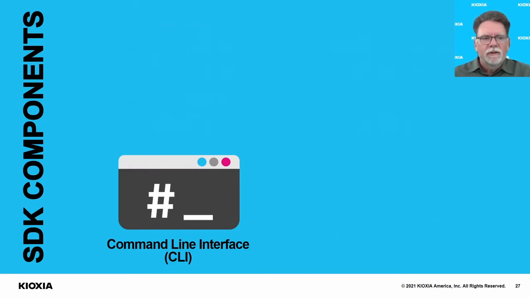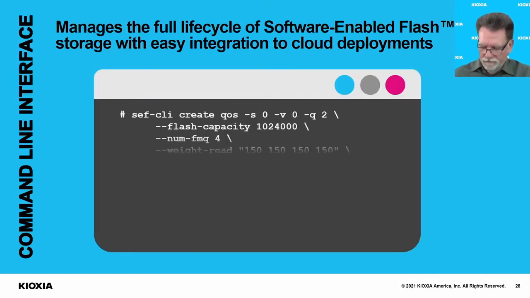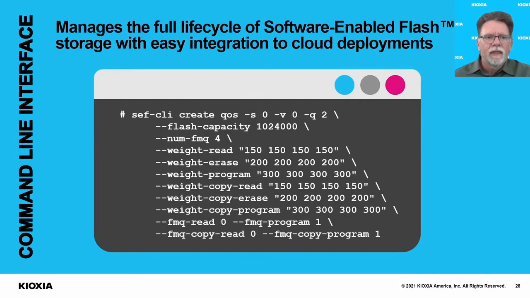The next component of the SDK that we'll be talking about is the command line interface. The command line interface actually supports every single function of the software-enabled flash API. This particular example is using the command line interface to create a quality of service domain. We're going to skip over all the nitty-gritty details here, but I'd like you to focus on the lines, starting with number of flash media queues being 4.